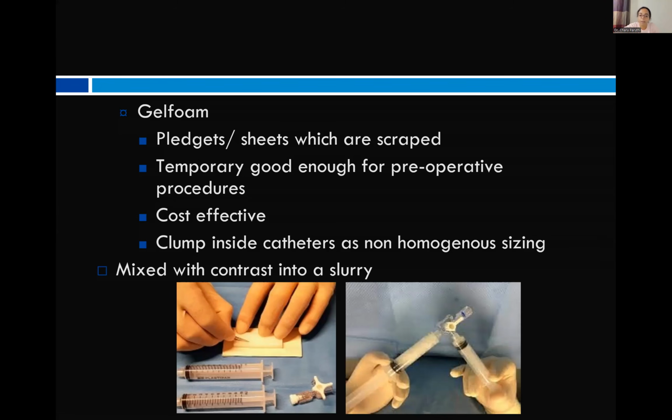So one disadvantage is that because we are doing it manually, all the particles are of different sizes and they usually clump together. So when they clump, they can either block the catheter or they can block a main feeding vessel and they may not percolate distally.